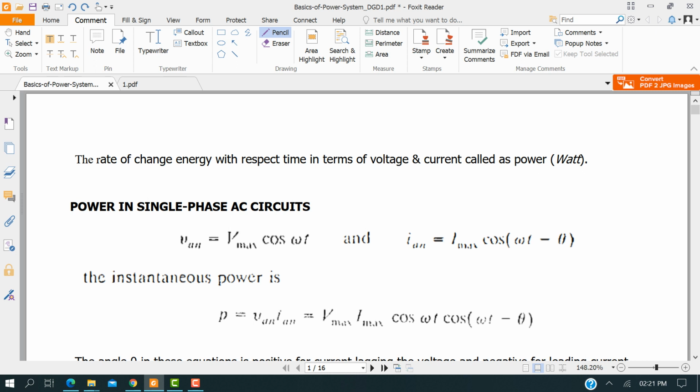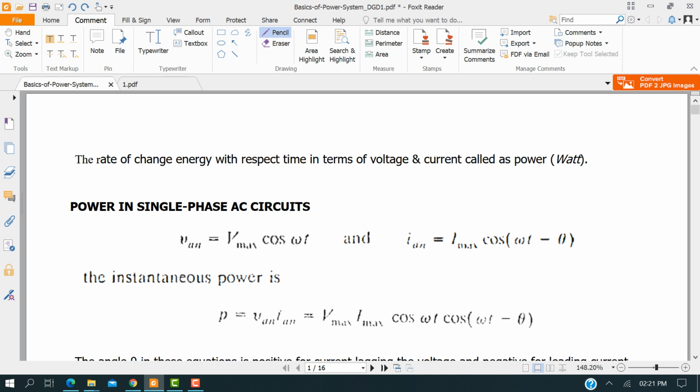But in an AC circuit, there are three different powers. There is active power, expressed in watts, then reactive power, expressed in volt-ampere reactive, and then the apparent power, which is VI, with the unit volt-ampere. Later on we will see the difference, the basic difference between power in an AC circuit and a DC circuit.